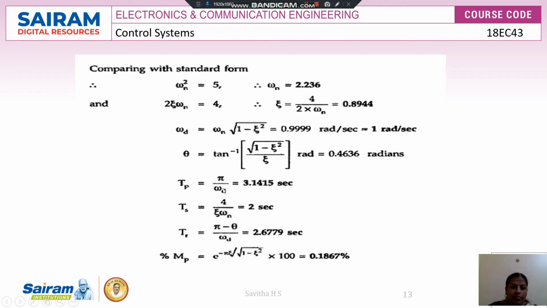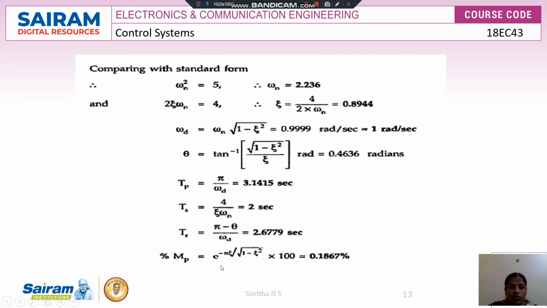The peak time is pi by omega d. Omega d we already got, so substituting here, I get pi by omega d as 3.1415 seconds. Next, the settling time is 4 divided by zeta omega n. Both values we already got, so substituting, I get 2 seconds. And Tr, the rise time, is pi minus theta by omega d. Theta and omega d we already have, so substituting, I get 2.6779 seconds.